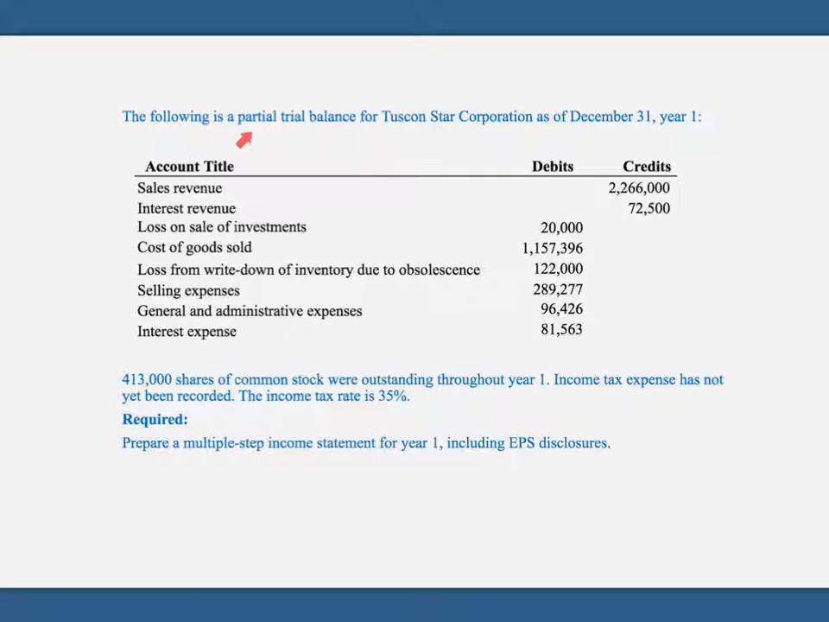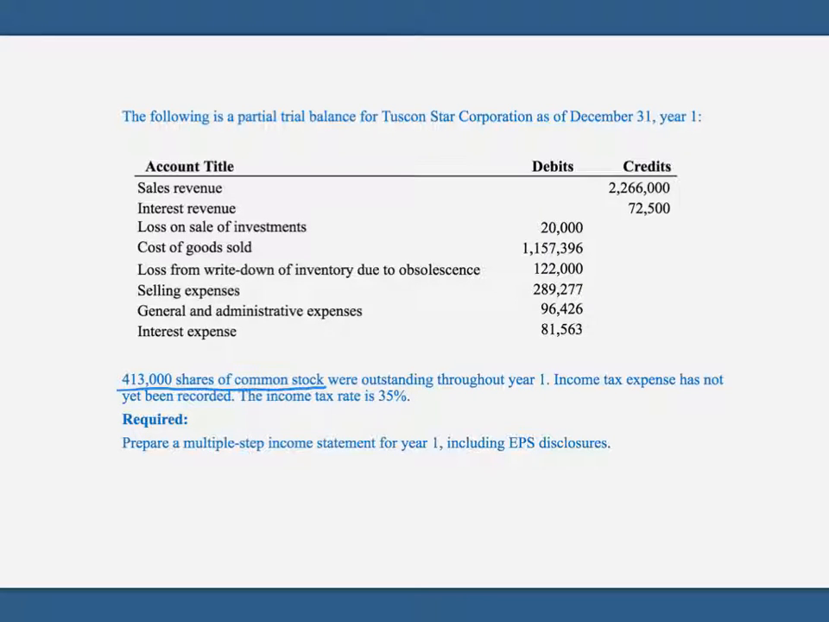The following is a partial trial balance for Tuscan Star Corporation as of December 31st, year 1. As you can see here, we have a few accounts listed on the trial balance, and these are all related to the income statement. Below we also have other directions. It tells us 413,000 shares of common stock were outstanding through year 1. I would go ahead and write down that number, 413,000 shares of common stock, because we will use that to solve for earnings per share later on.